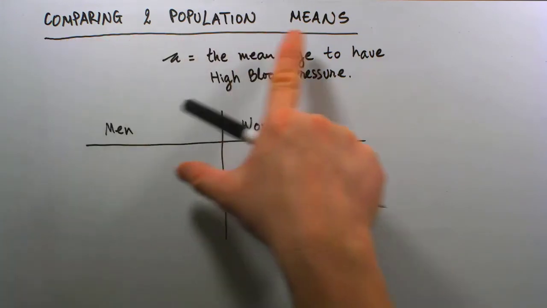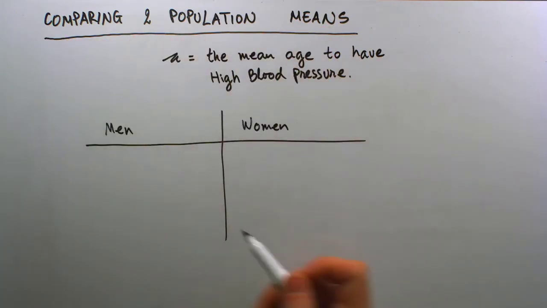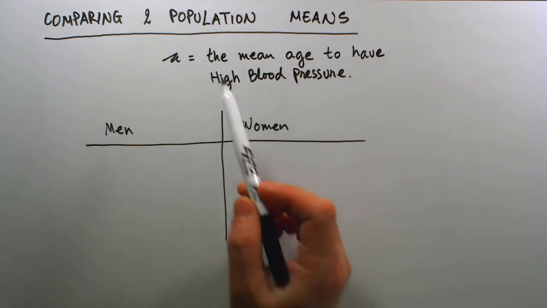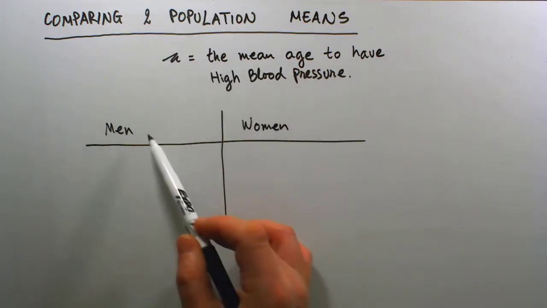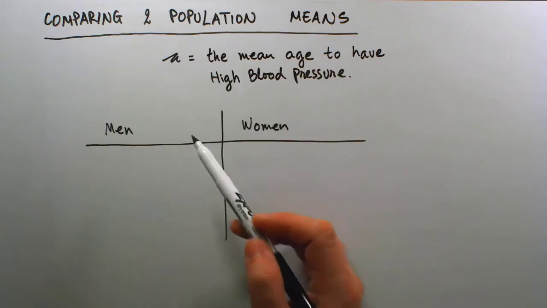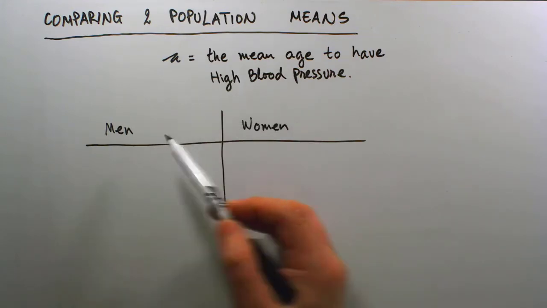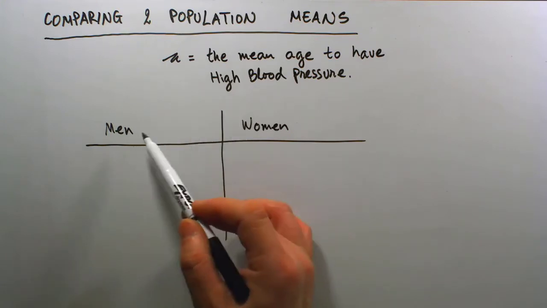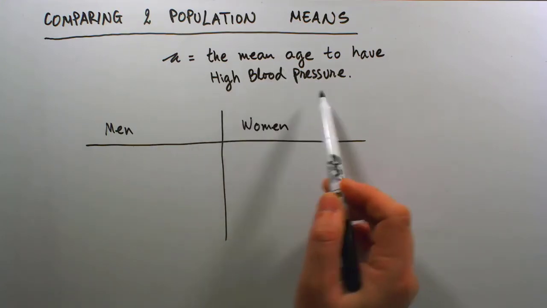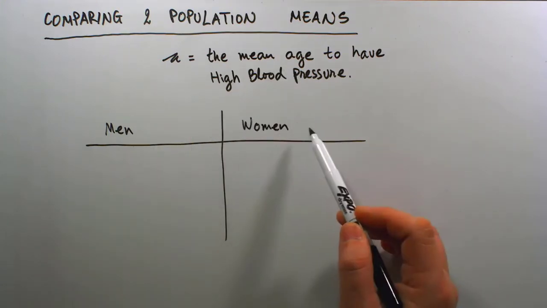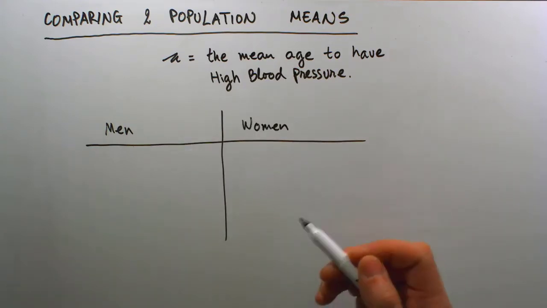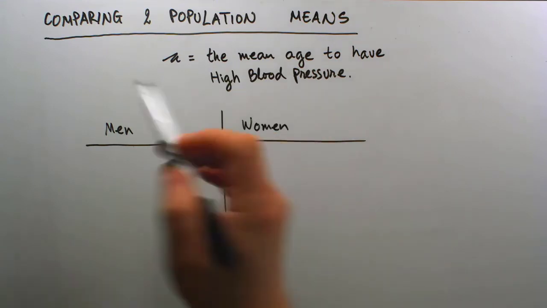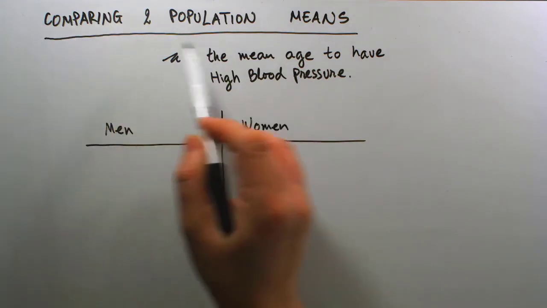That's the beginning idea of what it means to compare two population means. Once we have isolated the same mean age to have high blood pressure into two separate populations, we can start asking ourselves questions such as, is the mean age to have high blood pressure in the man population higher than that in the woman population, or the other way around? That's what it truly means to compare two population means.